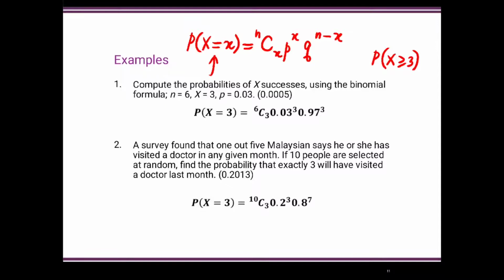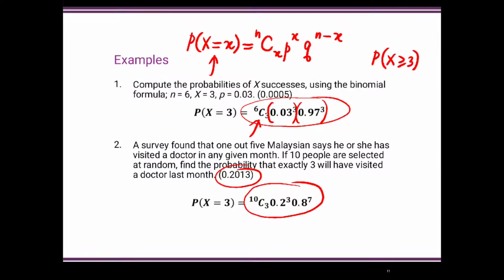So you can try to check on your own using your calculator. You have this function in the calculator, and the operation here is multiplication. Also, try to get 0.201. And try to get 0.2013 for the second example.